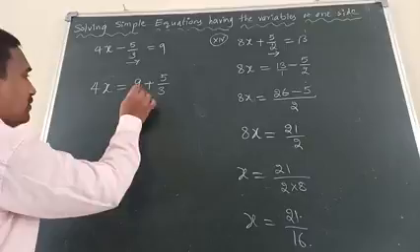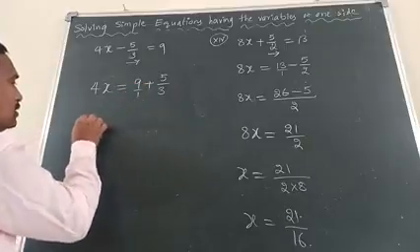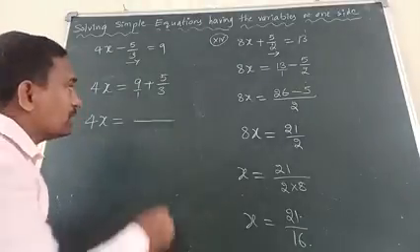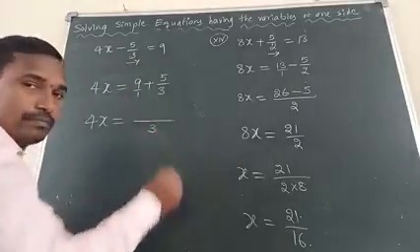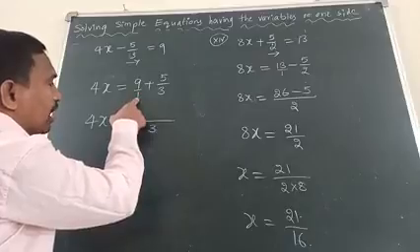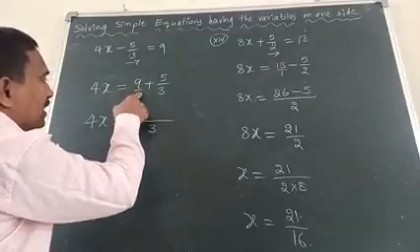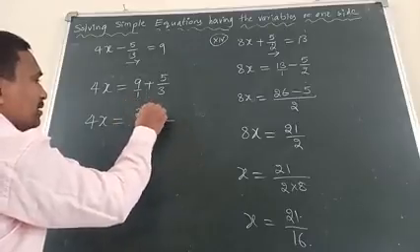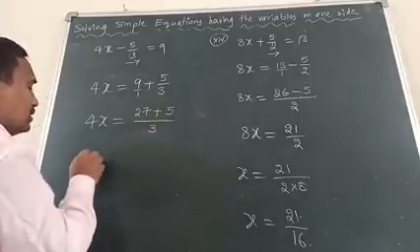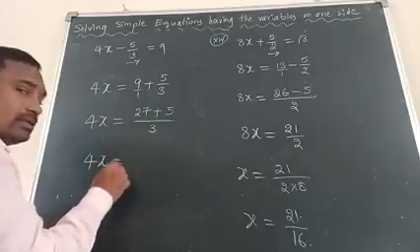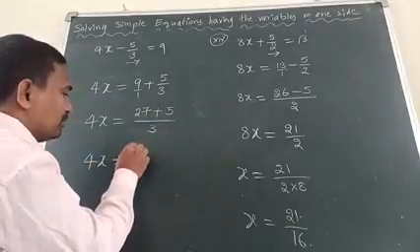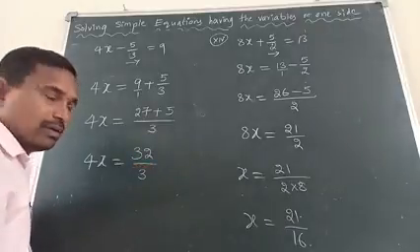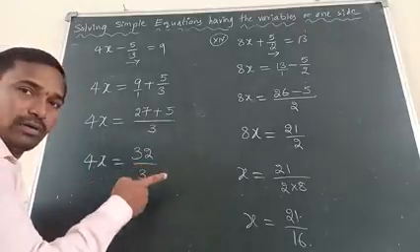So 9 we can write as 9 by 1. So for 4x equal to, take the LCM. What is the LCM? For 1 comma 3, the LCM is 3. How can you get 3? By multiplying numerator and denominator. 3 9s are 27, 3 1s are 3, plus 5. So that is 4x equal to 27 plus 5, which is 32 by 3.